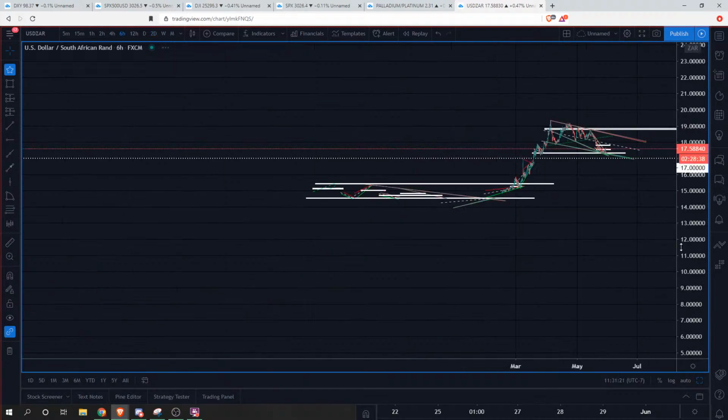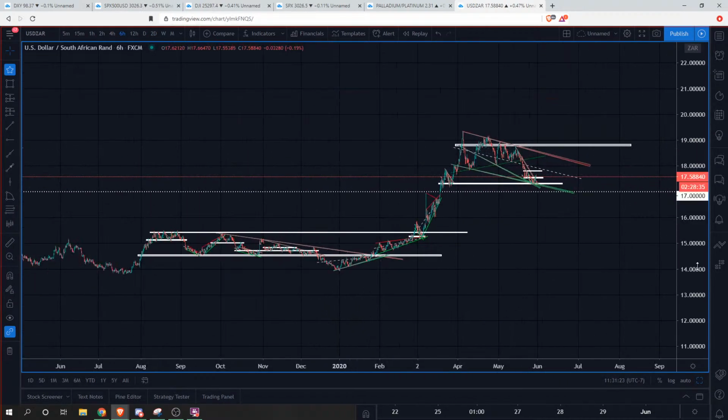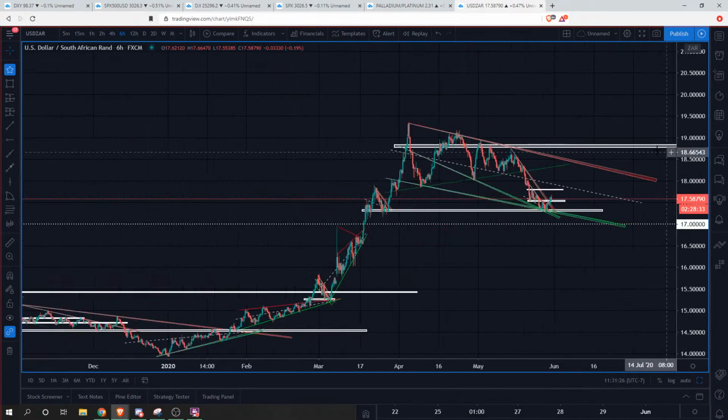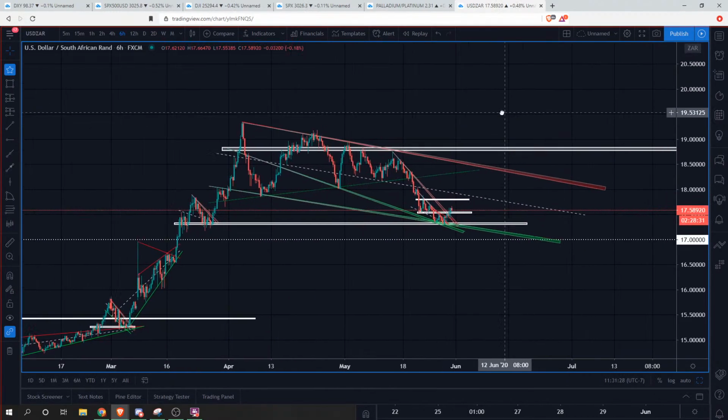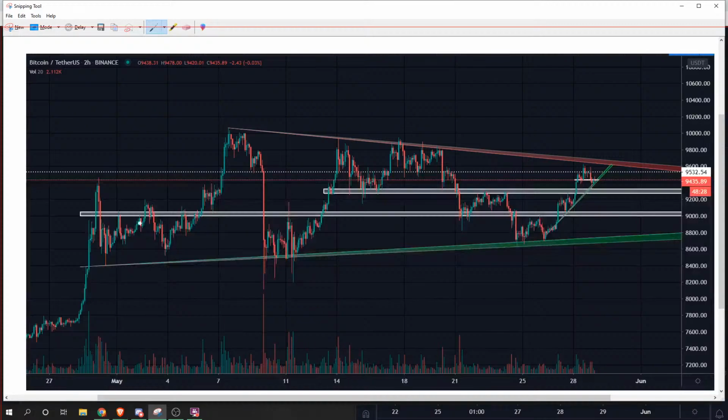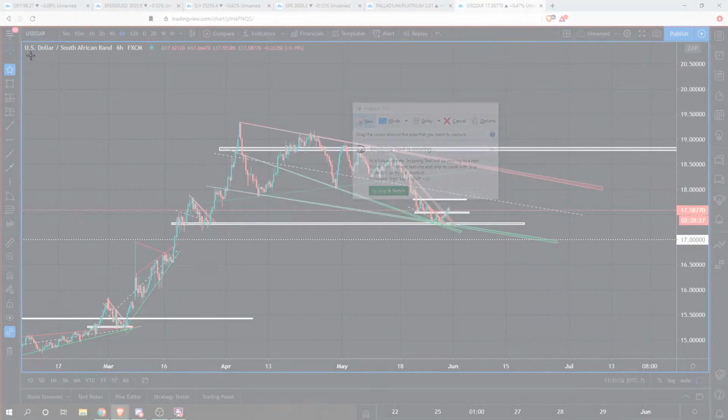All right, so that's basically my take on the USD ZAR pair. Let's now dive into the price action and just get our snip. And let's just talk about some TA here.